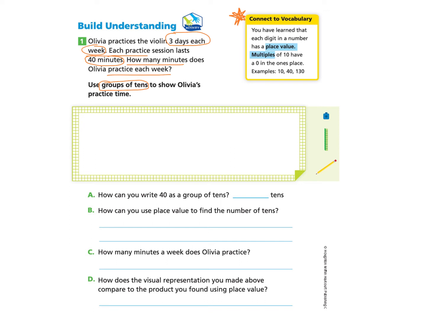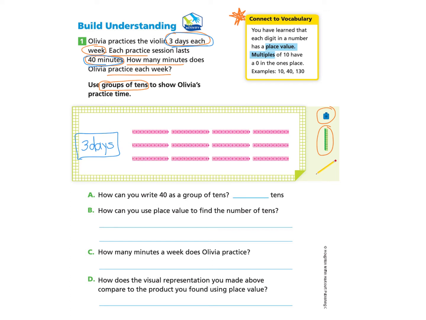Now, you'll notice here that they're suggesting for you to use cubes and create groups of 10 with your cubes. If you don't have cubes, that's okay. You can follow along with me with your paper and pencil. Now, I know that Olivia practiced the violin for 3 days each week. So I know that I'm going to make 3 rows for the days. And then it said each practice lasted 40 minutes. So I am going to make 4 groups of 10 to demonstrate the 40 minutes for 1 day. But I know that she did this for 3 days, so I will need to make 2 more rows.